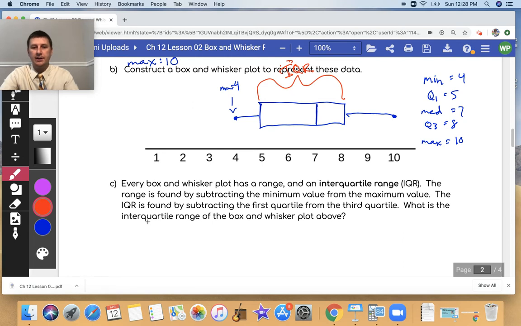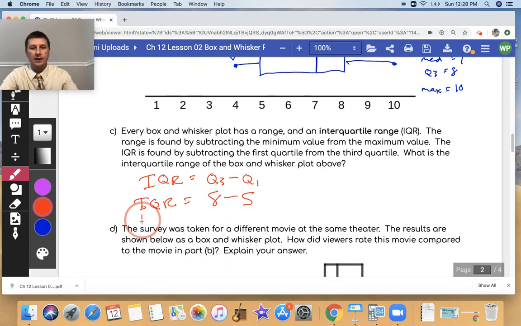So what is the interquartile range of the box and whisker plot above? So again, to find the interquartile range, you're going to do the third quartile minus the first quartile. And that means your interquartile range can be found by subtracting 8 minus 5. And that means your interquartile range is going to be 3. And that's all for that one.